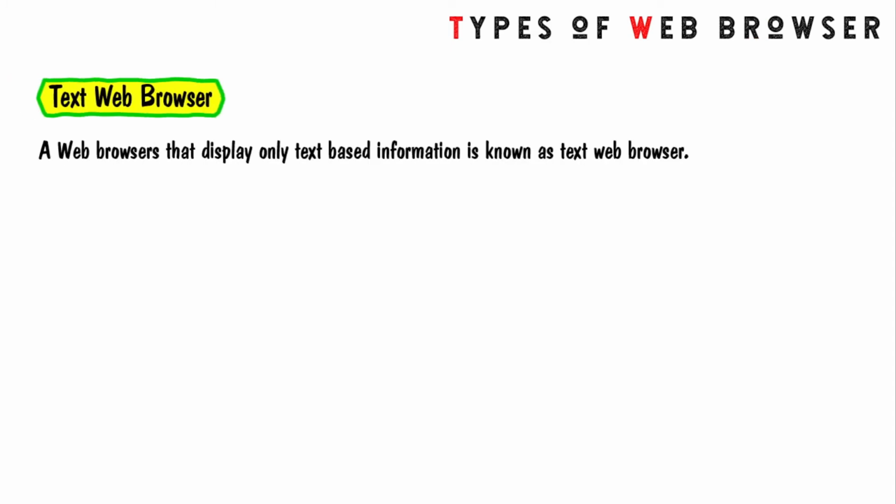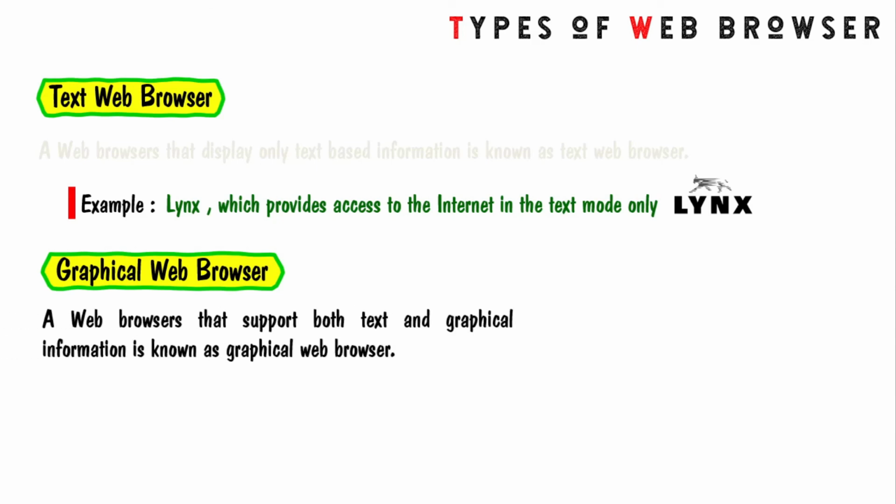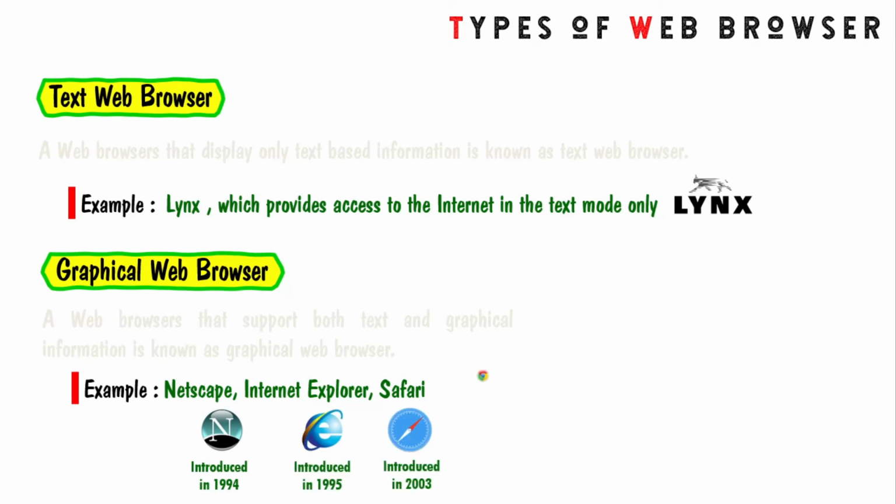Types of web browser. Text web browser. A web browser that displays only text-based information is known as a text web browser. For example, Lynx, which provides access to the internet in the text mode only. Graphical web browser. A web browser that supports both text and graphical information is known as a graphical web browser. For example, Netscape, Internet Explorer, Safari, Google Chrome, Firefox, Opera Mini, etc.